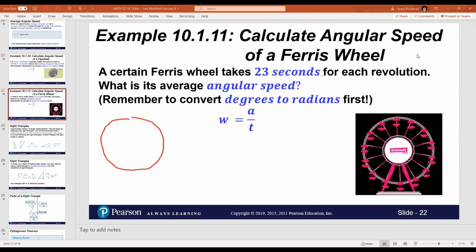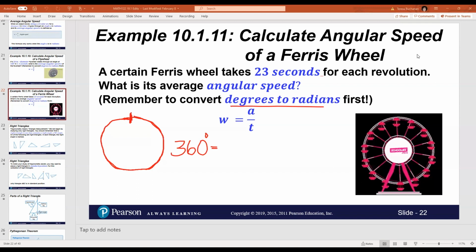What is its average angular speed? Convert degrees to radians first. Well, what are my degrees here? If I start, maybe you're in that car that's sitting up there at the top and you can see everything and it's the scariest thing. And then you travel backwards, and then you come and go forward and get back to where you started from. That's a 360-degree span, right? Of course. You've traveled 360 degrees when you go all the way around.